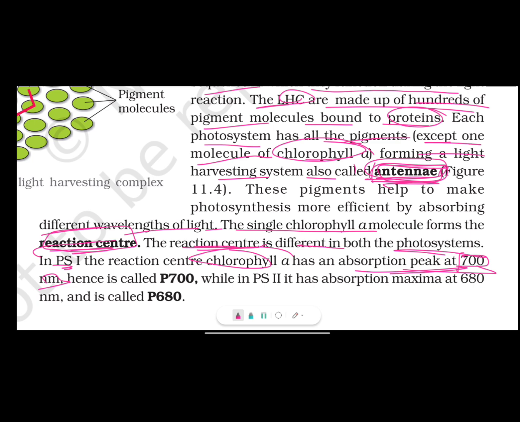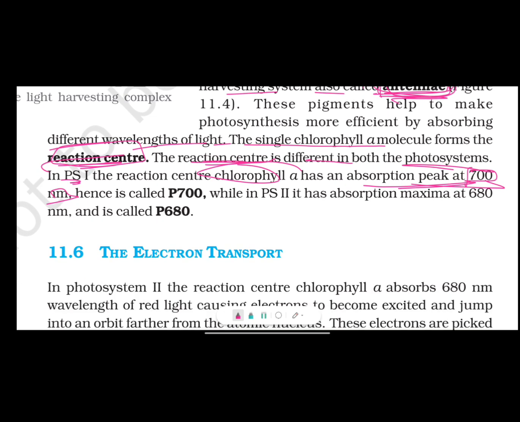You know what is nanometer? Yeah, you can comment down. Hence it is called P700 because it absorbs the wavelength of 700. While in PS2 it has the absorption maximum at 680 nanometer. In PS2 it has the maximum absorption peak around 680 nanometer.